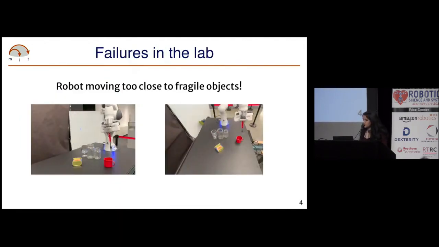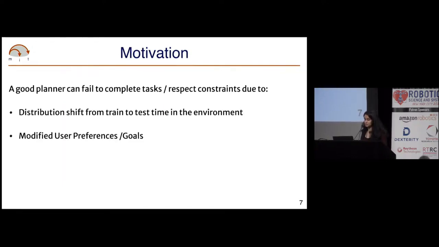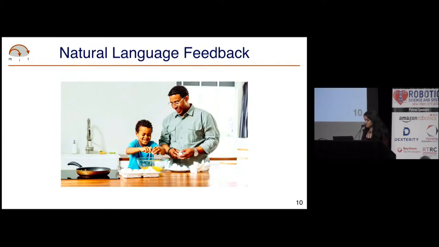In fact, such situations might arise in the lab too, where the robot might go dangerously close to fragile objects while performing a task. Concretely, a good planner can fail to complete tasks or respect constraints due to distribution shifts, modified user preferences, or planner failure. So what does it take to fix all these things today? Typically, an engineer has to go back into the code and rewrite the cost function that has been specified by hand. And this isn't feasible for ordinary users.